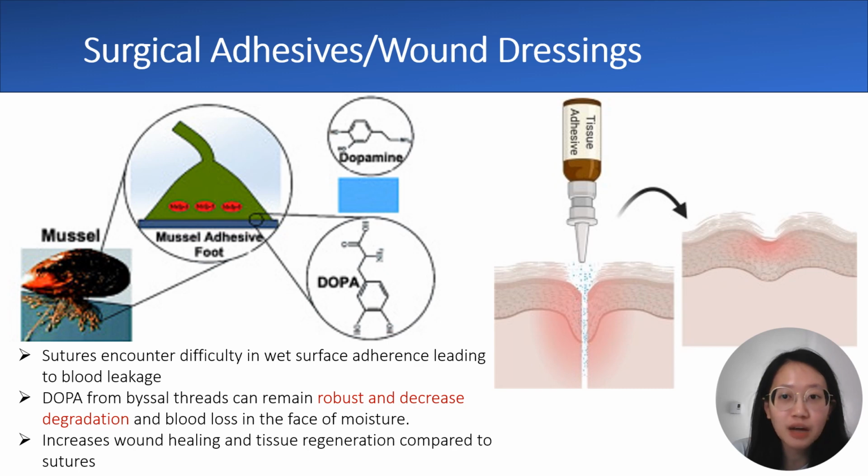Another biomedical application of Byssal threads is in surgical adhesives and wound dressings. Many surgical adhesives do not function well in aqueous environments due to water reabsorption and swelling, which then weakens the surgical adhesive. The DOPA complexes, however, from Byssal threads, have the impressive ability to adhere and remain robust even in aqueous environments. This overall increases wound healing and tissue regeneration compared with sutures, which in contrast encounter difficulty in wet surface adherence, leading to blood leakage.